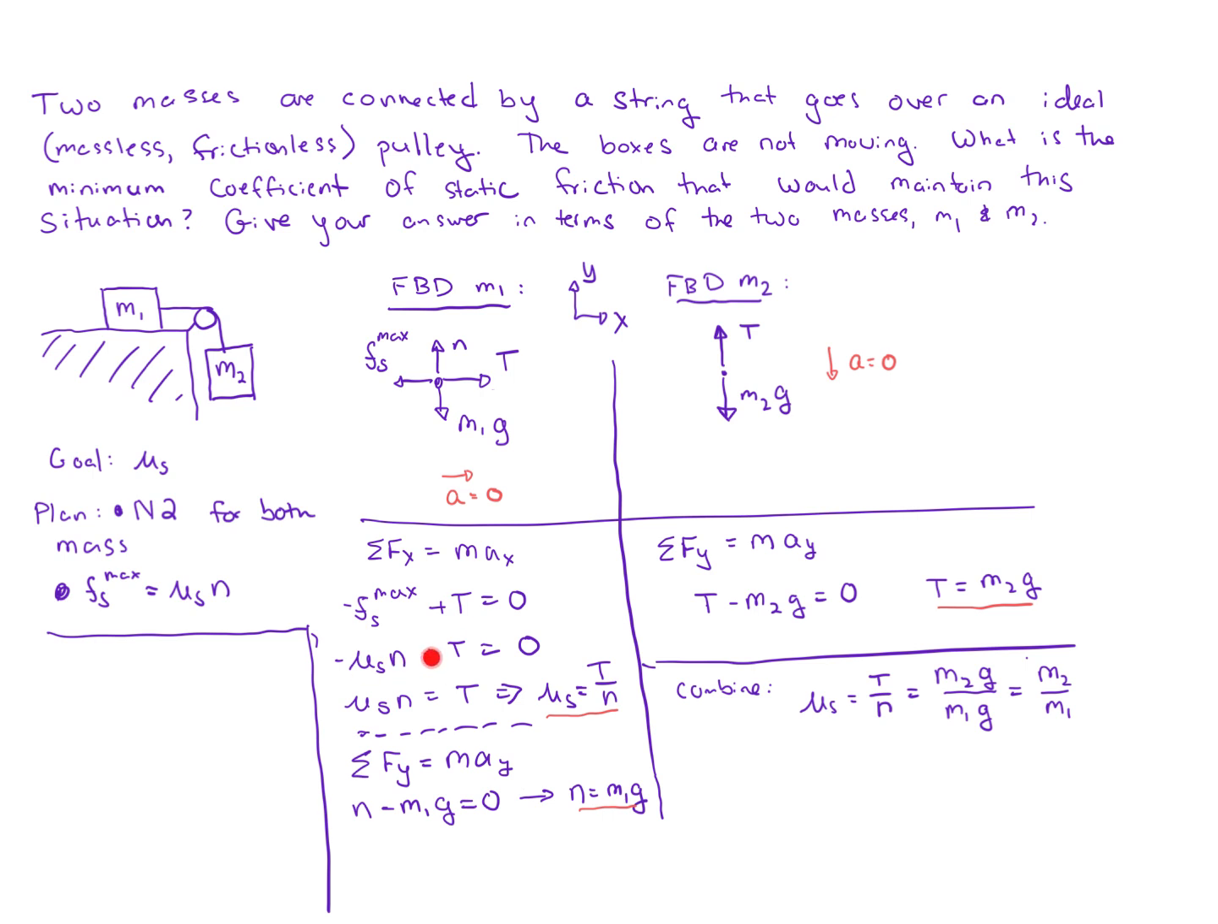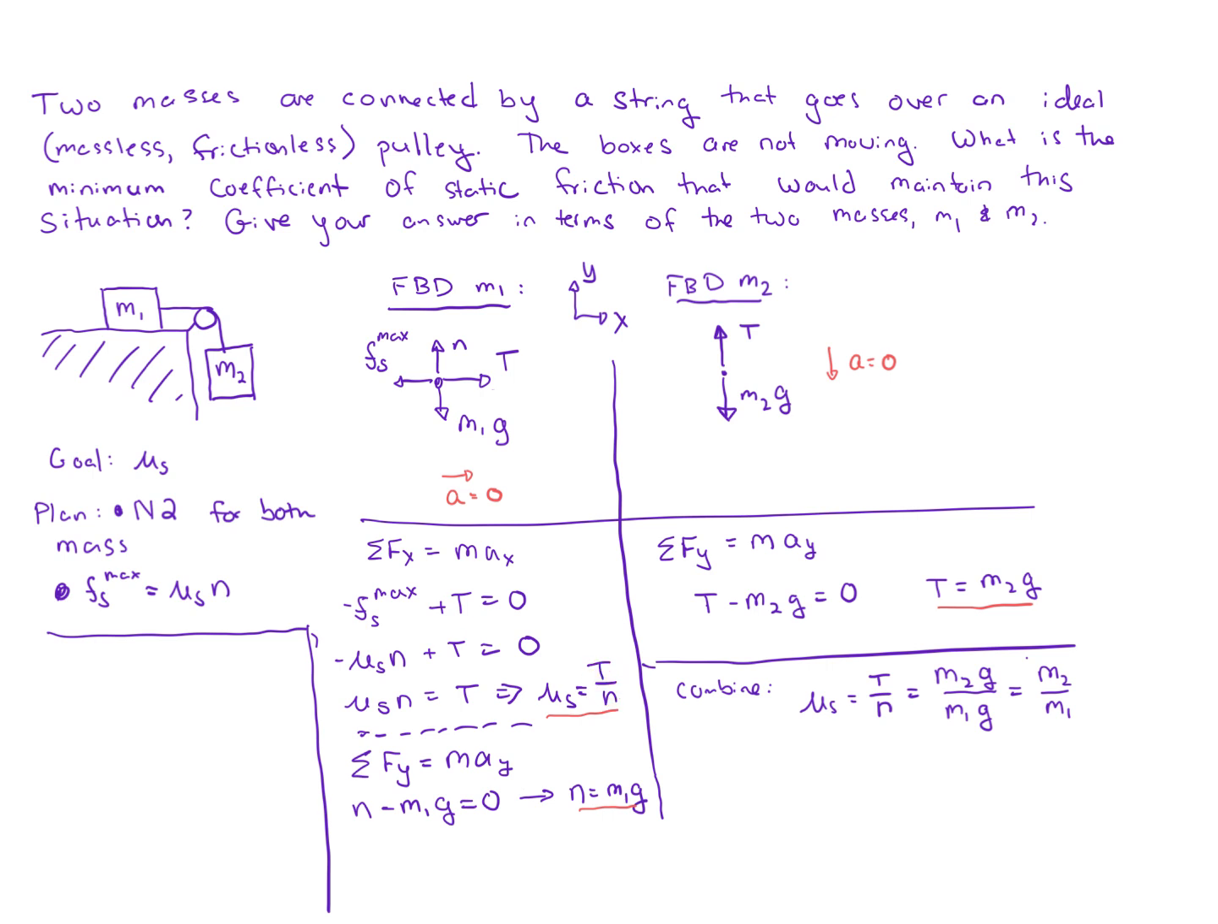And then I realized, here's how I get my mu s, my goal, so I started solving for it. So here, mu s times the normal force equals tension. I subtracted this over to this side, then I cancel the minus sign. Then I solve it for mu s, and I get mu s equals the tension over the normal force. I don't know either of these yet, but hopefully my other equations will help me get these so that I can get this side in terms of m1 and m2, which is my goal.